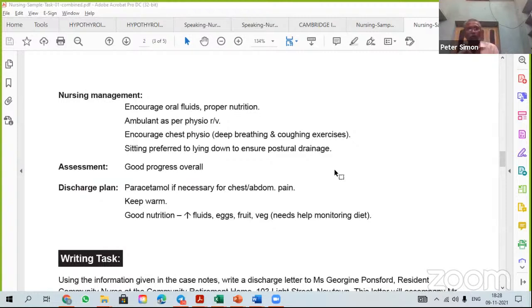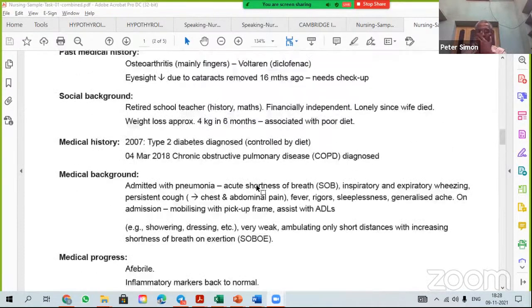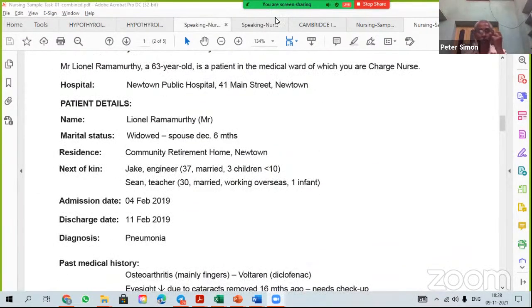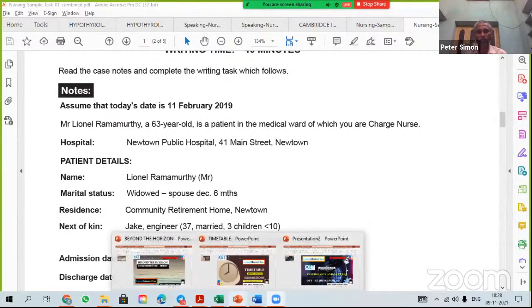Okay. Right. Now let us see how we are going to deal with these case notes. What is important and what is not important? There are 7 components which are very, very important. So what are those 7 components?